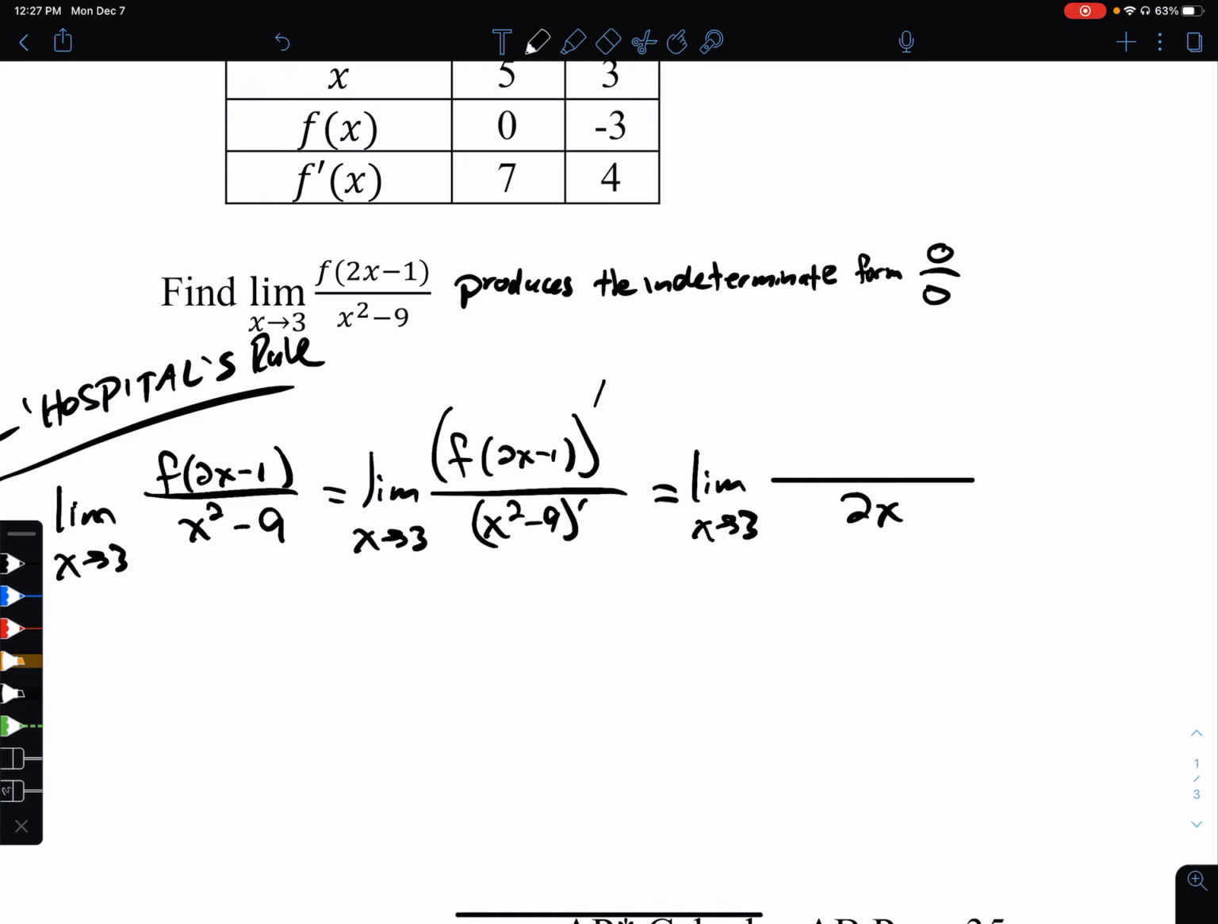It's easy. For the top, take the derivative of the outside, which is going to be f prime. Inside stays the same. Then you multiply this by the derivative of the inside. The derivative of the inside is 2. I like to put that out in the front. Just to make a note, this is the chain rule.